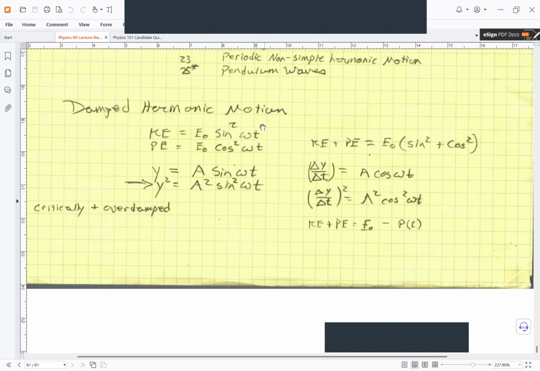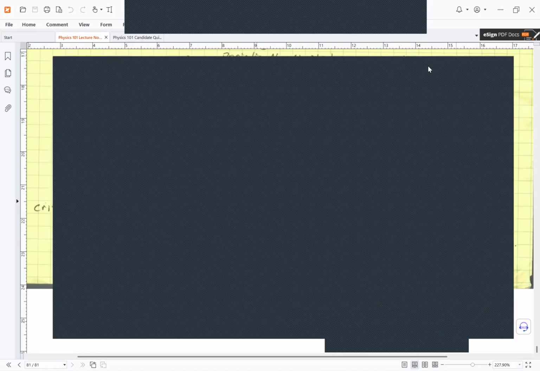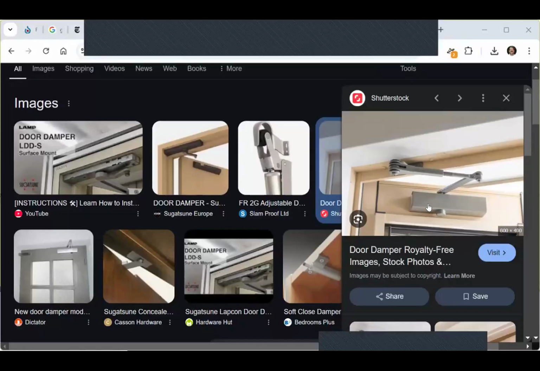Okay. Now, damping turns out to be everywhere. An example, and I don't know if you know this. Let's see if we could find it real quick on a web search. Door damper. All right. Here's a good picture of this. I will share this now. Stop share. And then I'm going to reshare this. Okay. You may have seen something like this right here.